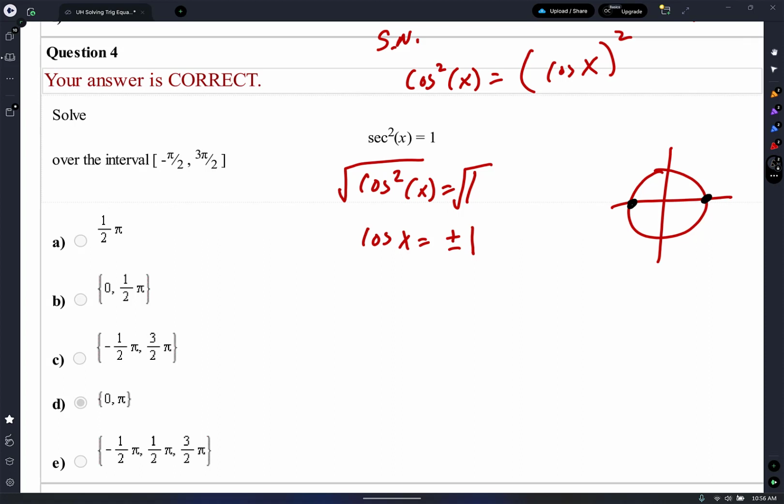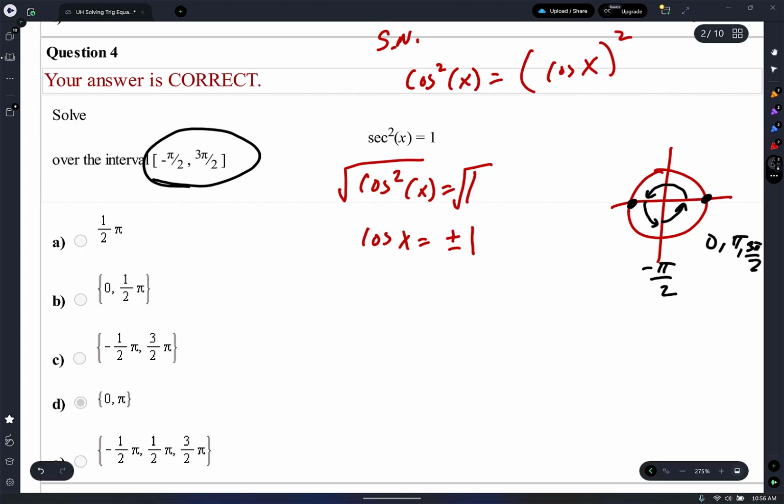On the unit circle, where is cosine positive or negative 1? At pi, 2 pi, 3 pi, 4 pi, depending on my interval. Notice they say negative pi over 2 to 3 pi over 2. Negative pi over 2 is right here. If I go counterclockwise, so one answer is 0, I keep going. Another answer is pi, I keep going. And then I get to 3 pi over 2, but then I check to see if it's in my domain.